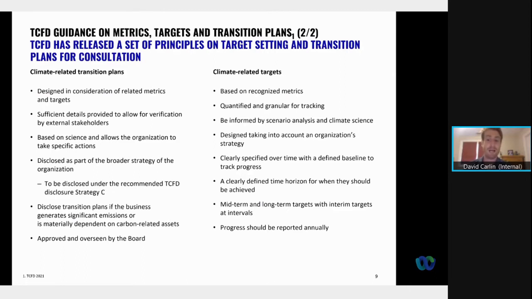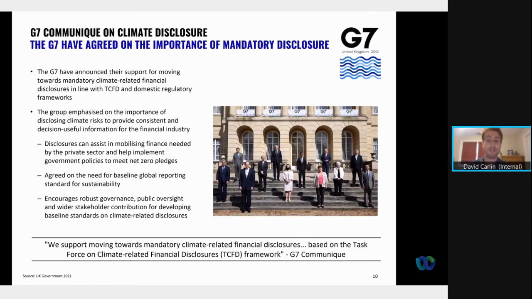So if we go to the next page, I'll talk a little bit more about a disclosure-related piece before circling back for some questions that we have.